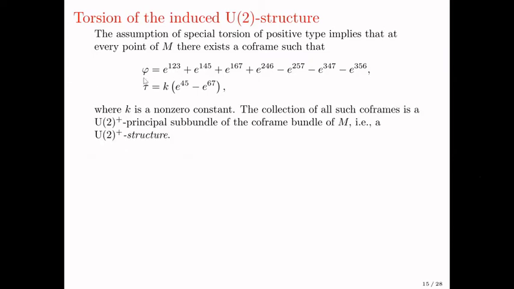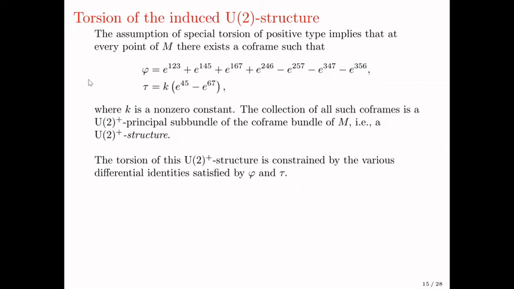Now, the collection of all the coframes in which phi and tau take this form is a U2 principal subbundle of the coframe bundle of M. So here U2 plus is just a representative of one of these conjugacy classes of U2. This principal subbundle of the coframe bundle is also called a U2 structure. So this torsion form tau defines a new geometric structure on the manifold.